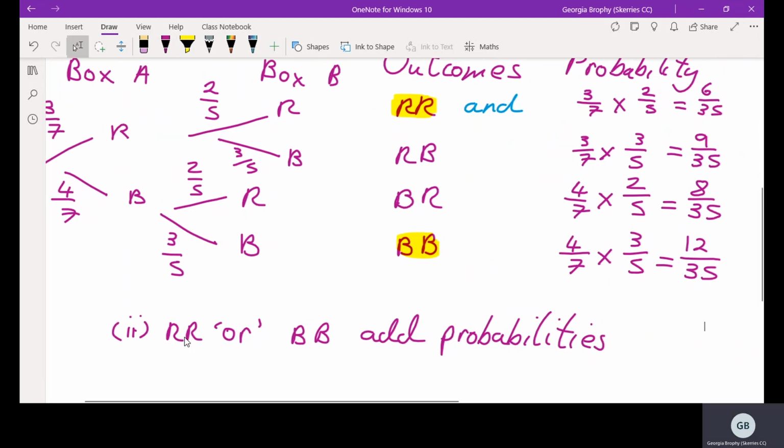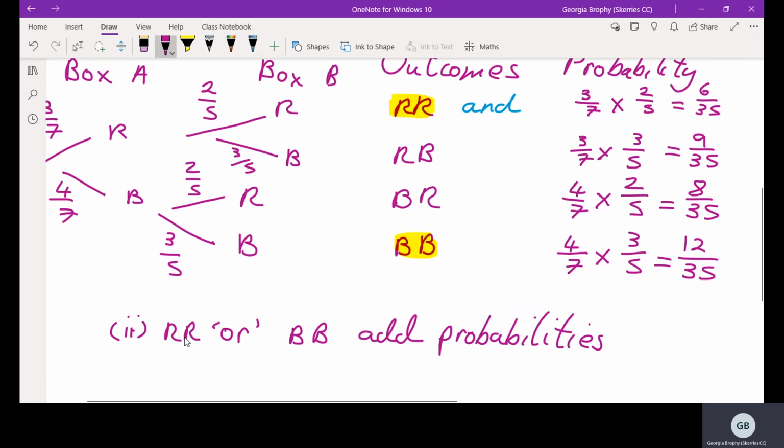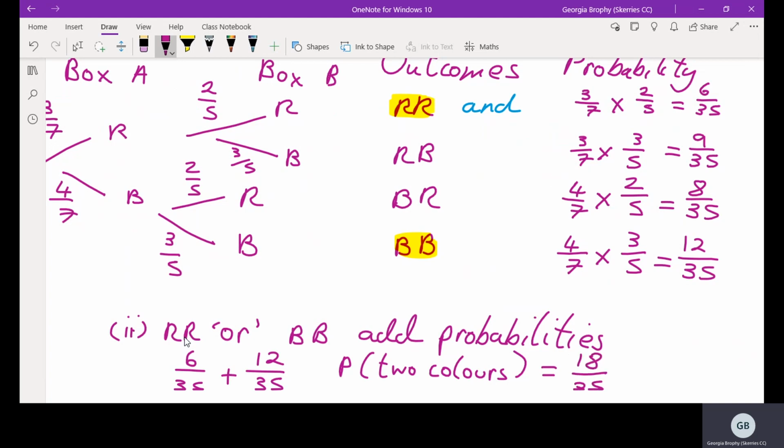Our probability of RR was 6/35. The probability of blue blue was 12/35. So the probability of two colors, big P for probability, and then the potential outcome in brackets, probability of two colors equals 6/35 plus 12/35, which is 18/35. Okay, folks, I hope that was clear.